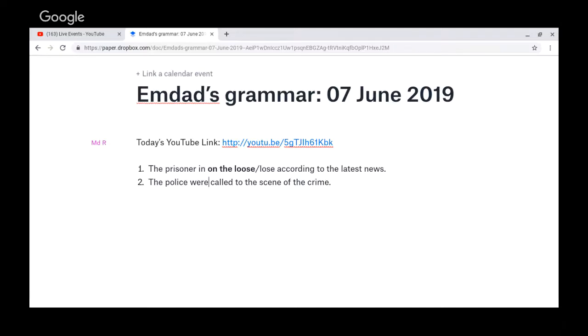I want all of you to write the sentence down in your notebooks too at the same time. Yeah. Yeah. Auxiliary verb. There's a range of them. There's am. There's is. There's were. Yeah.